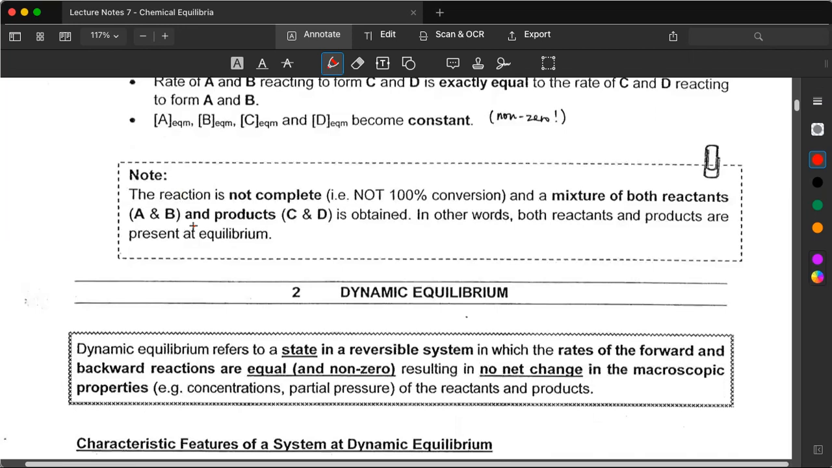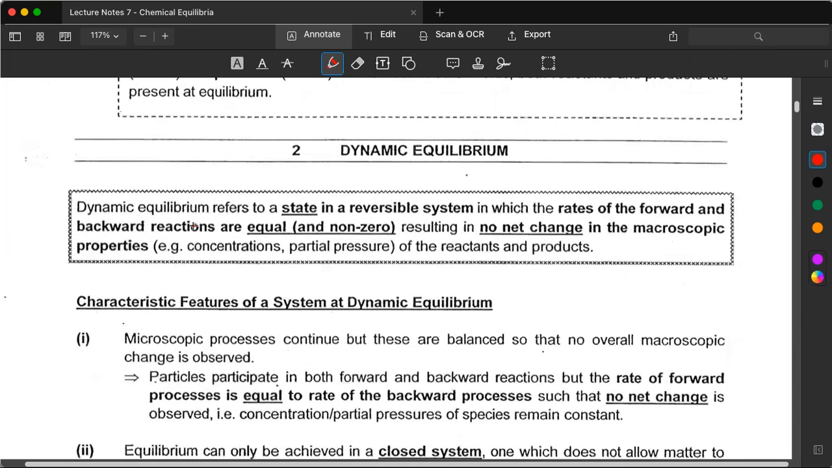So we need to understand that in a reversible reaction, reaction is not complete, and a mixture of both reactants and products will be obtained. In other words, both reactants and products will be present at equilibrium. So this is a concept on dynamic equilibrium. It is a state in a reversible system where the rate of the forward reaction and the rate of the backward reactions are equal but not zero, and there will be no net change in the macroscopic properties like concentrations or partial pressure. All right.